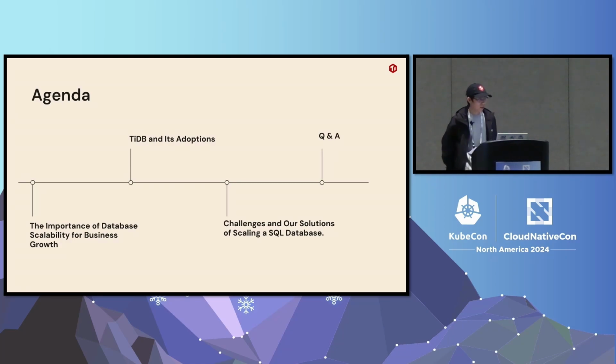This is today's agenda. We mainly have 4 sections. The first one, I'd like to briefly introduce the importance of database scalability for your business growth. The second section, I'm going to introduce a little bit about our product, TiDB, and its adoptions. The third part is focused on the challenges we have faced during the past decade when we were building this product and when we support our customers. And the last section is about QA. If you have any question, we can have a conversation.